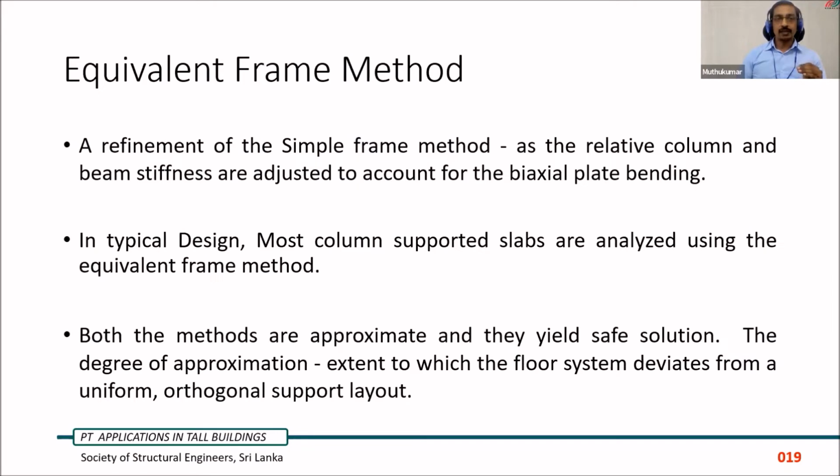The equivalent frame method is a little refinement from the simple frame method. We use relative column and beam stiffness. So this accounts for biaxial plate bending. In a typical residential or commercial building, when the columns are supported evenly without much variation, the equivalent frame method gives an approximate as well as a safe solution. Normally the degree of approximation depends on how much deviation there is from uniformity and on stiffness variation along the span.